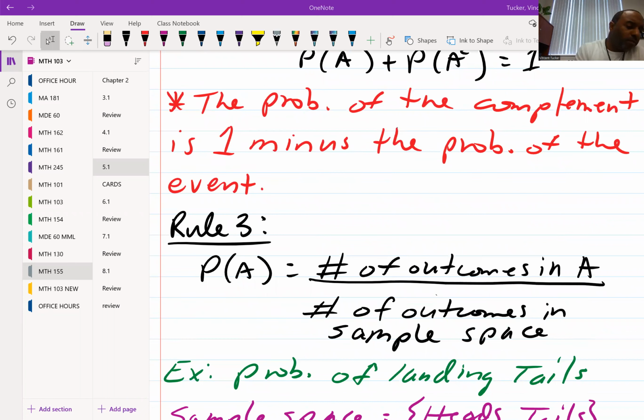So to calculate the probability of A, or the probability of your event, you take the number of outcomes in your event and place it over the number of outcomes in your sample space.